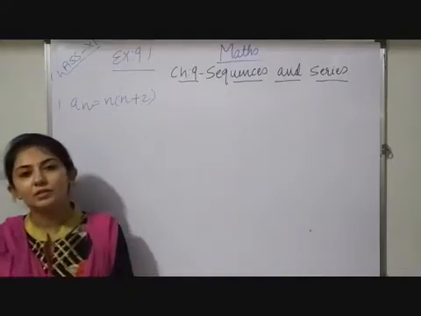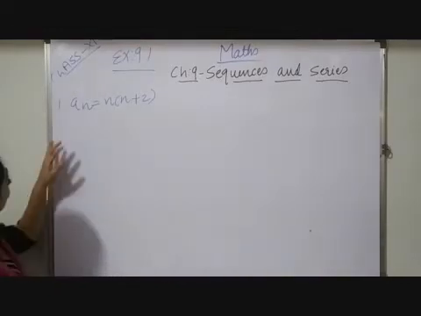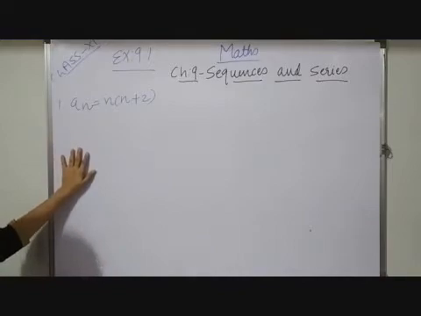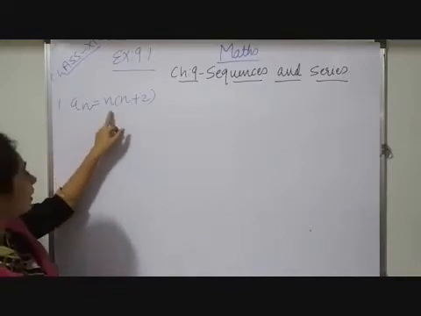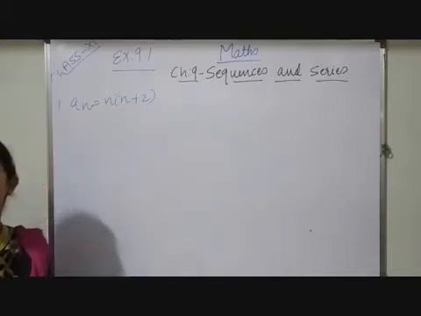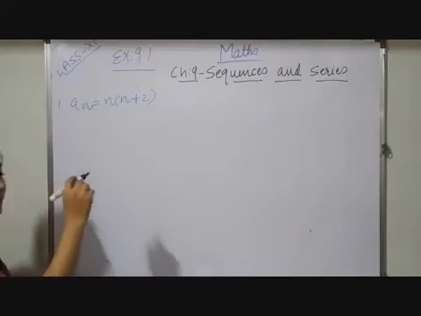Now, here I will solve some questions of your exercise 9.1. Your first question is a general form given to you. It means one rule is given: an is equal to n plus 2, and we have to find out its first 5 terms. First 5 terms, how to find it?